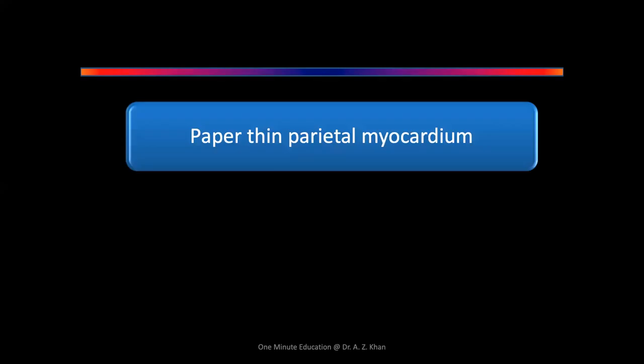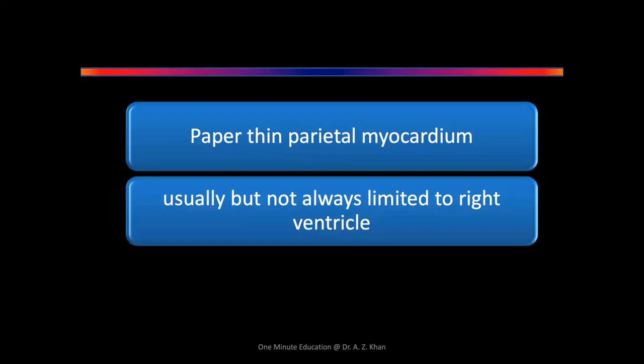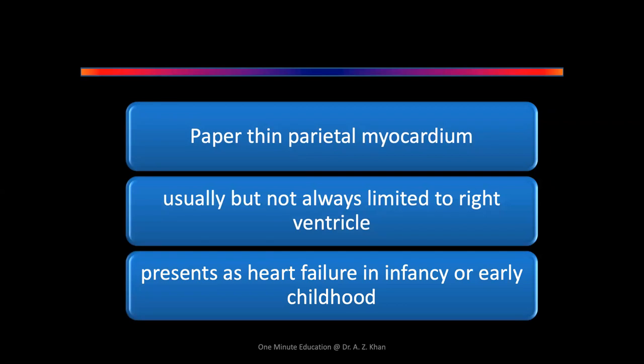Okay, now I'll give you this next one. You have to tell me what is the anomaly. There's a paper thin myocardium. The myocardium is really, really thin, usually, but not always, limited to the right ventricle, and presents as heart failure in infancy and early childhood. What is this anomaly called? Paper thin myocardium. The right ventricle is very, very thin. Normally it is thin, but in this anomaly, it is paper thin. This is the classical feature for this anomaly.